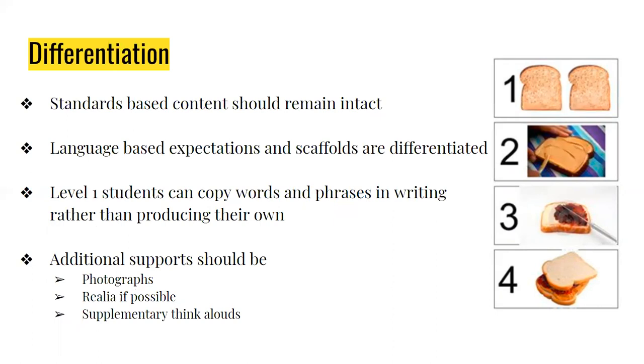At Level 1, as Sierra mentioned, we know that students are more likely to just be copying simple words and phrases in writing. We shouldn't really be expecting them to produce their own. And additional supports are pictorial, so photographs of anything that you can possibly imagine. Photographs are very helpful. Realia, so tangible, physical aspects or supports that they can look at and relate to the words that we are speaking and writing. And then supplementary think alouds.